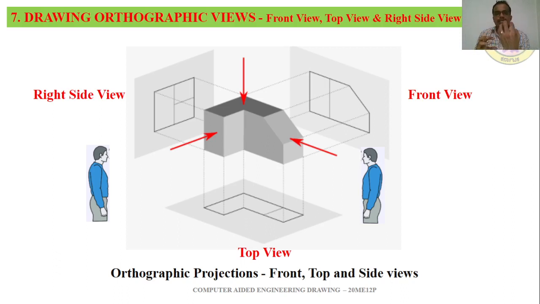observer is looking at the object from the right side, and whatever he is going to identify on the right side will be projected on the right side view. And again, that is an imaginary projection plane, and we are transforming that particular projection onto the drawing sheet.